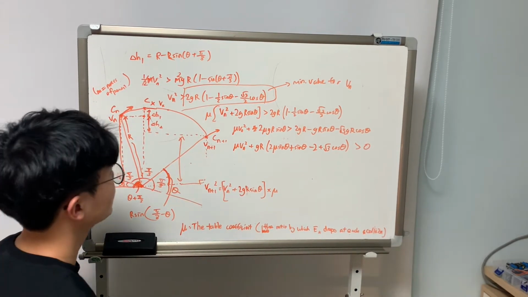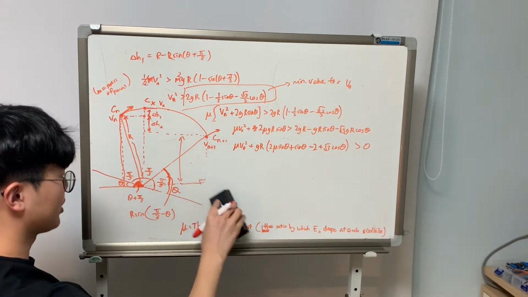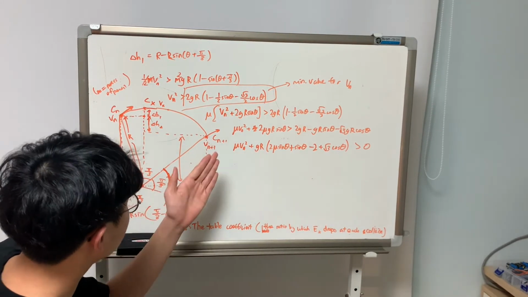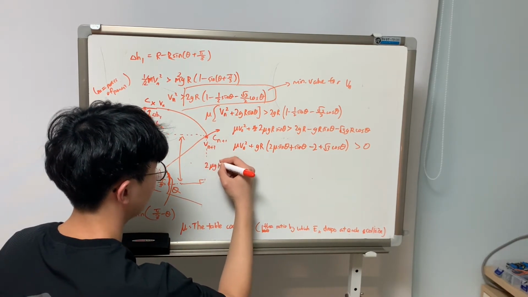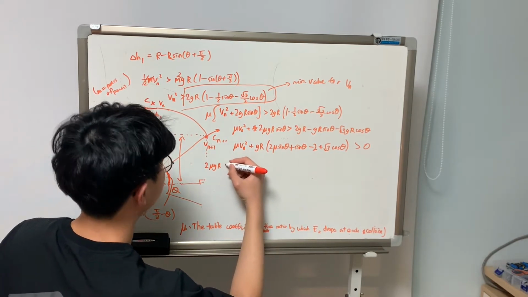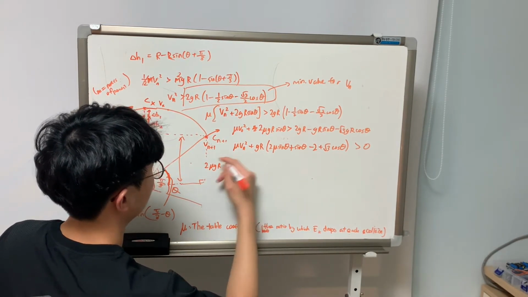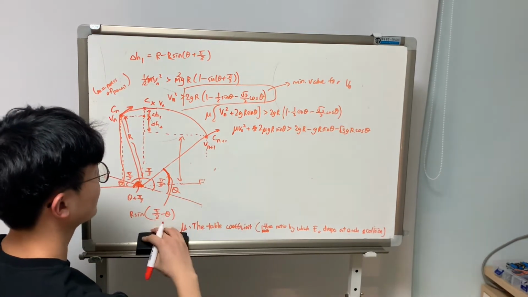So let's do that. Plugging that value in, we could eliminate our velocities and say mu times that value here, which is 2 mu gr. Or before we do that, let's do that first. So let's plug in Vn squared into that first.